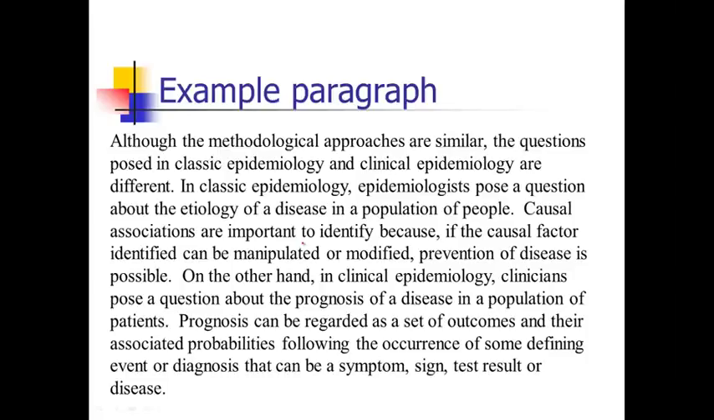So this one says, although the methodological approaches are similar, the questions posed in classic epidemiology and clinical epidemiology are different. In classic epidemiology, epidemiologists pose a question about the etiology of a disease in a population of people. Causal associations are important to identify because if the causal factor identified can be manipulated or modified, prevention of disease is possible. On the other hand, in clinical epidemiology, clinicians pose a question about the prognosis of a disease in a population of patients. Prognosis can be regarded as a set of outcomes and their associated probabilities following the occurrence of some defining event or diagnosis that can be a symptom, sign, test result, or disease.